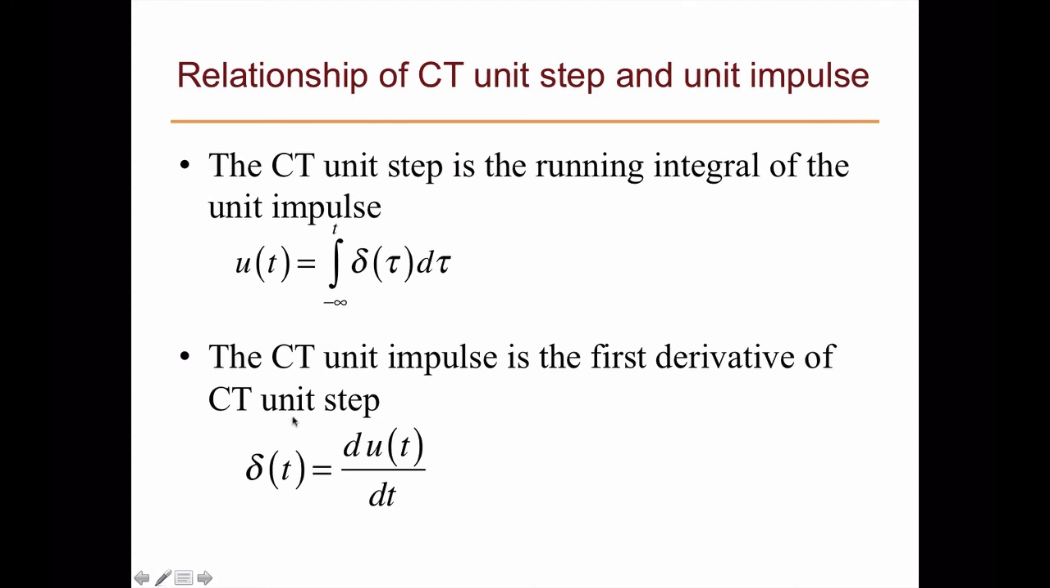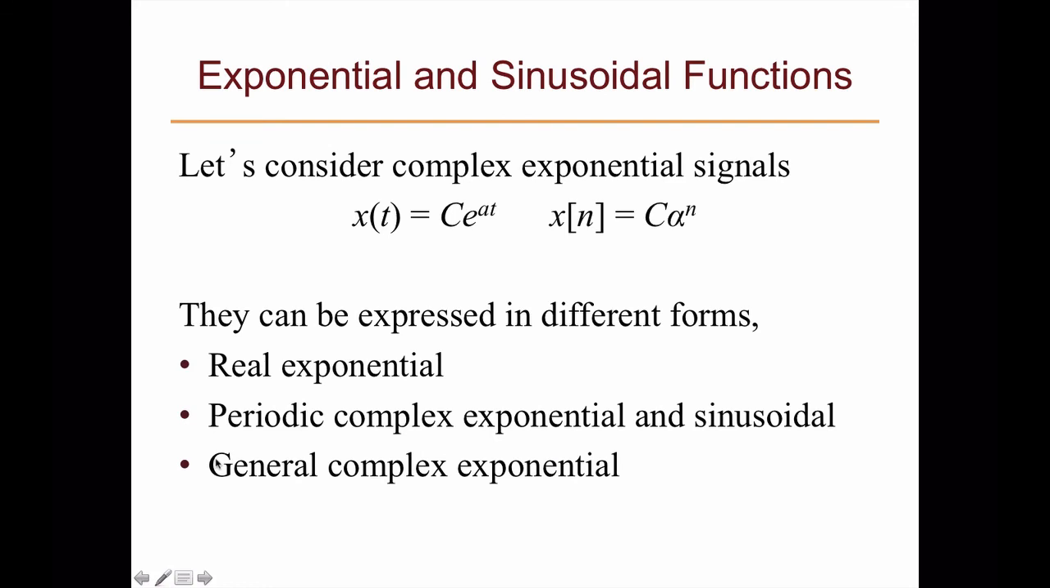Delta is also associated with u(t) in this sense: if you take the derivative of u(t), you would get delta(t), because there is a discontinuity at t equals 0. The derivative will calculate something like the slope of the change. Since the slope there is infinity, what you have is just like the function delta(t).